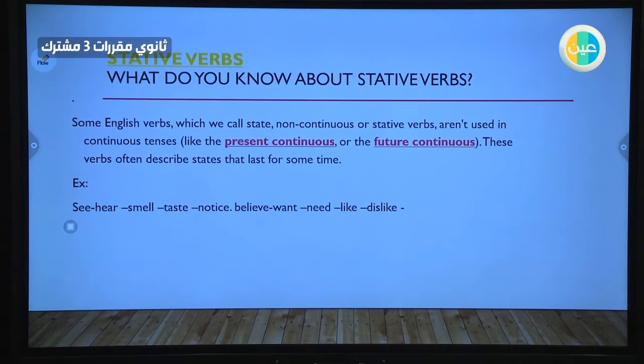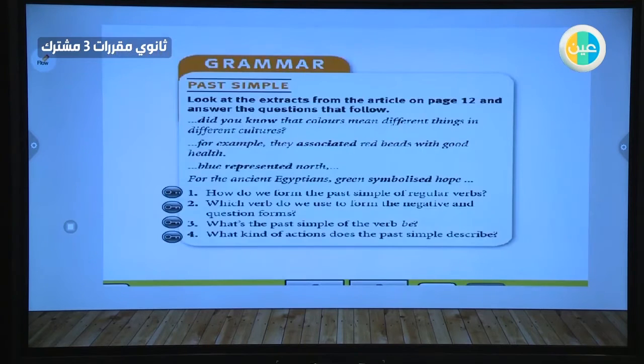Don't forget, we have stative verbs. What did we say about them? Some English verbs, which we call stative verbs or non-continuous verbs, aren't used in the progressive tense. We can't add ing to them, whether in present continuous or future continuous. Which verbs? See, hear, smell, taste, believe, want, need, like, dislike. These are stative verbs, and they don't take ing.